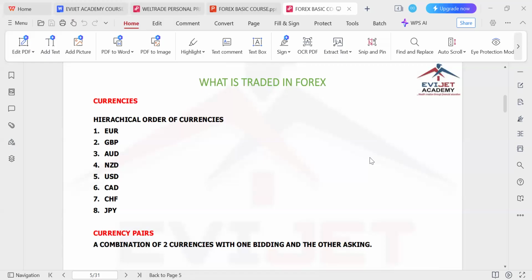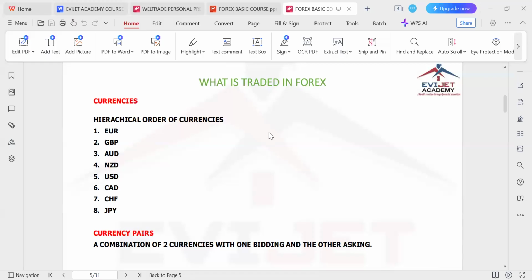So what are the currencies traded in the market? We have the Euro, GBP, AUD, NZD, USD, CAD, CHF, and JPY. Please take note of those. This is where the learning starts. When we talk about foundation, the basics, this is the basic we are talking about. So this is where it starts.